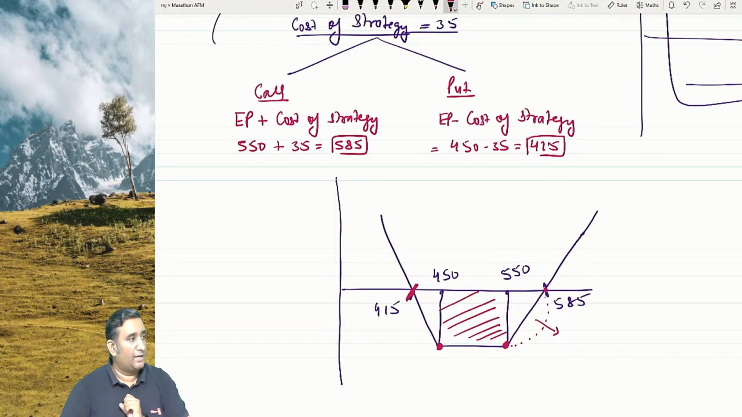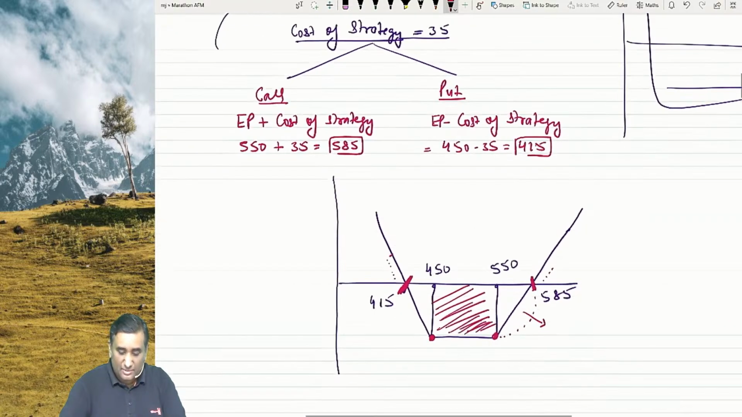So graphically I know, and now I can check what my prices were. First price was 500. 500 was falling between these two prices. My both options would lapse. Second price was 600. 600 was how much above 585? 15. My net answer should be 15 into 100, 1500. And third was 350. 350 is how much below 415? It's 65. Net profit would be 65 into 100, 6500. That has to be the answer.